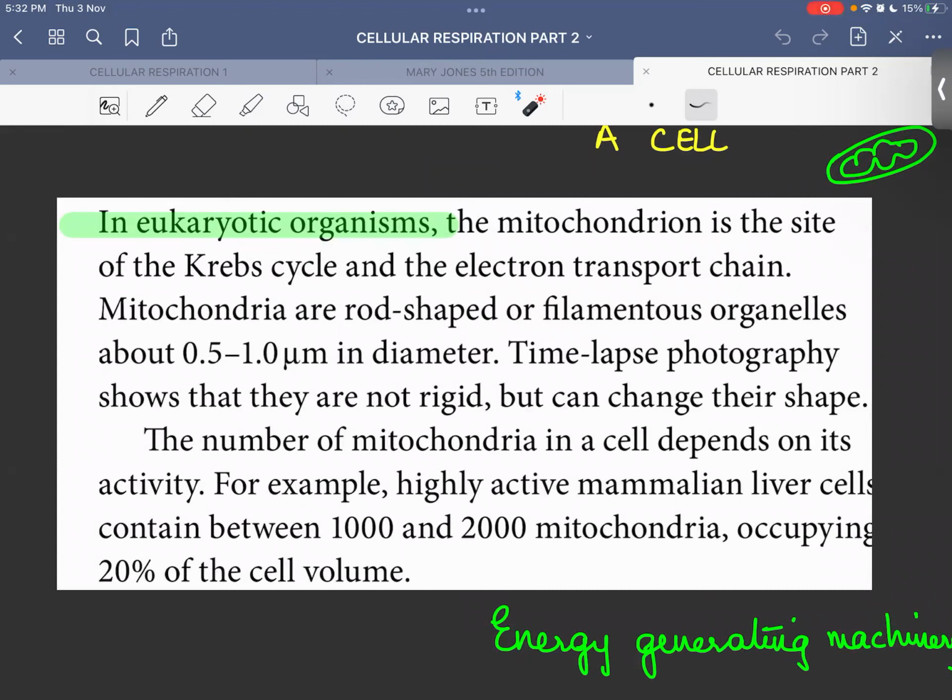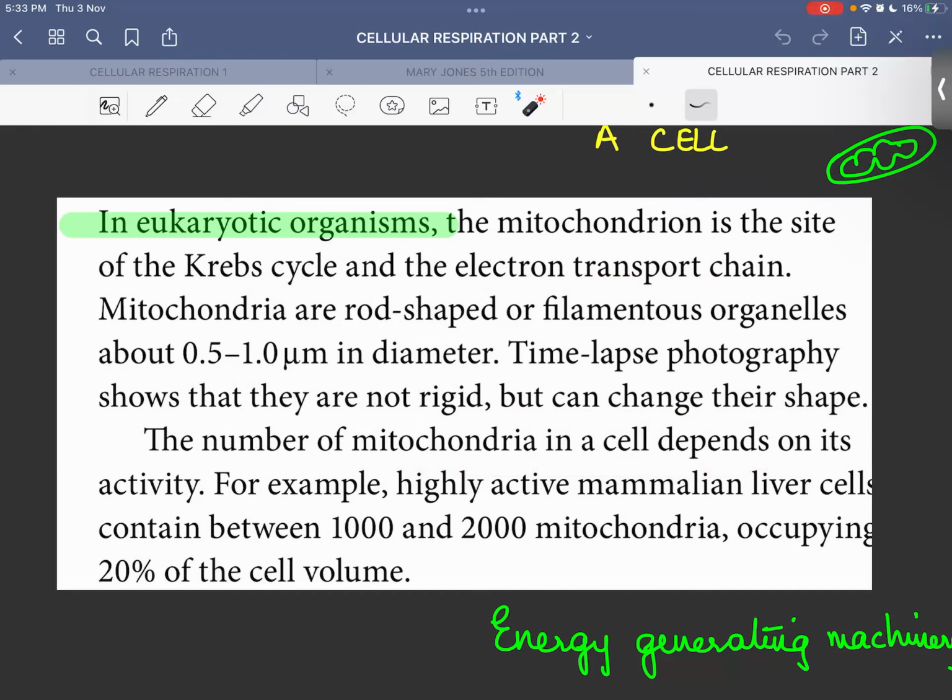What is so special about a mitochondrion? It is a site of Krebs cycle and electron transport chain. यानी कि ये वो जगह है जहाँ पे ये सारे reactions हो रहे हैं. ठीक है. Rod shaped है, इनका roughly ये diameter है. They can change their shape. The time lapse photography shows. And also, since they have their own DNA, so they can also increase their number by just multiplying.